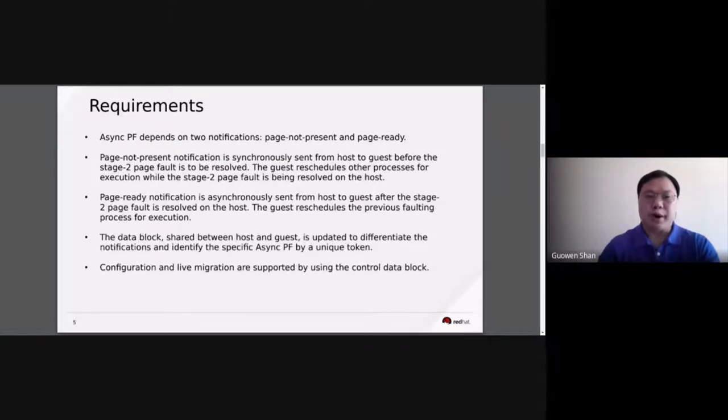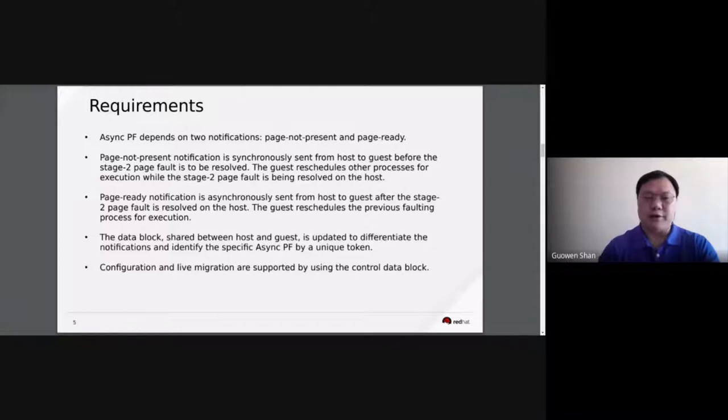About the general requirements, there are two paths: the data path and the control path. The data path is driven by two notifications, which are page not present and page ready. The page not present notification is sent from the host to the guest before the stage-2 page fault is to be resolved. When the guest receives the page not present notification, the guest starts to reschedule other processes, other than the faulting process, for execution. In the meanwhile, the stage-2 page fault is being resolved on the host side.